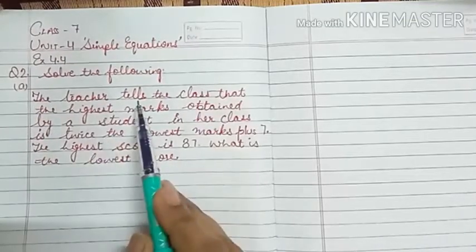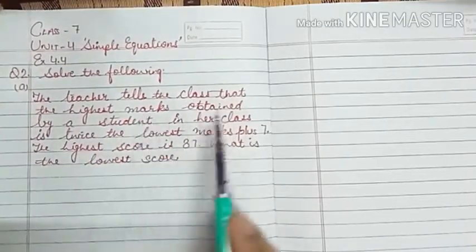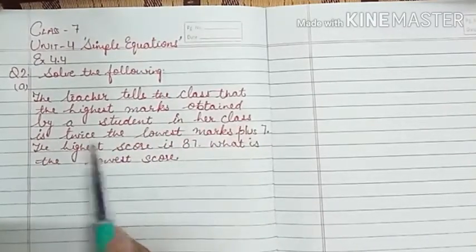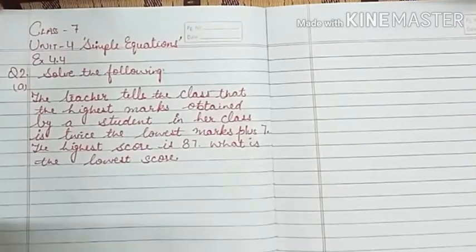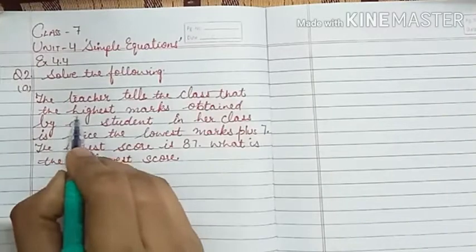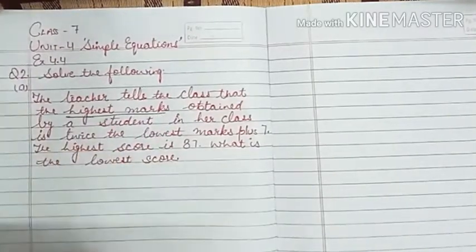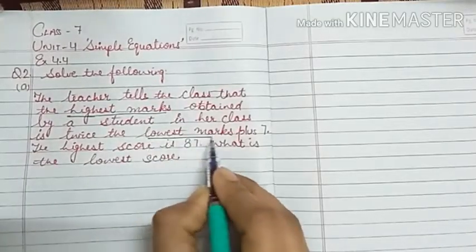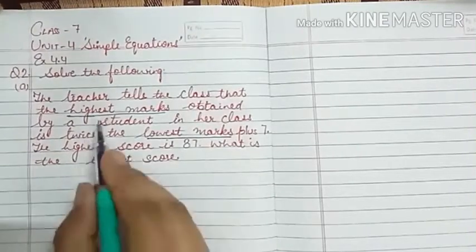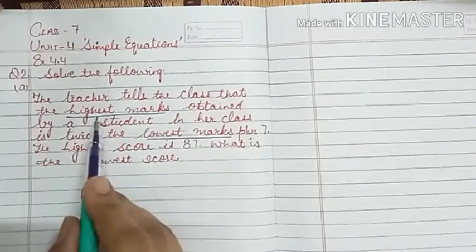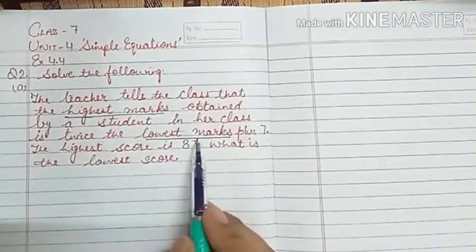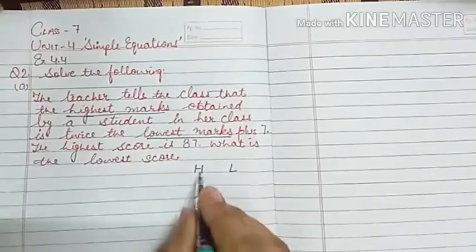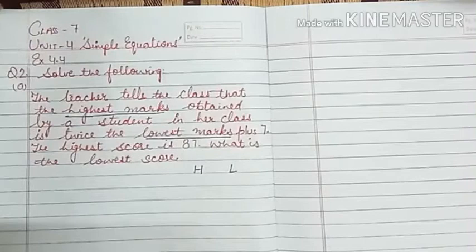The teacher tells the class that the highest marks obtained by a student in her class is twice the lowest marks plus 7. So here you are given that the highest marks obtained by one student in her class is twice the lowest. One student has got the lowest mark, one student has got the highest marks. The student who is getting the highest mark, it is twice the lowest plus 7. Let's see. If I take H as highest marks and L as lowest marks.